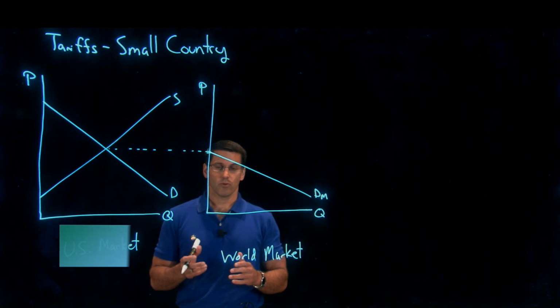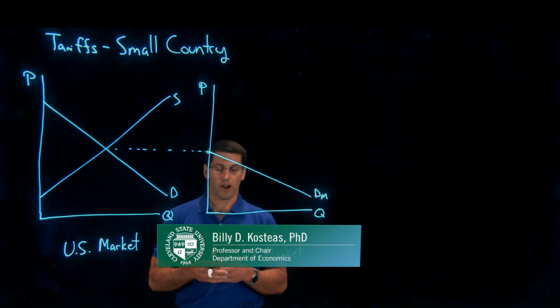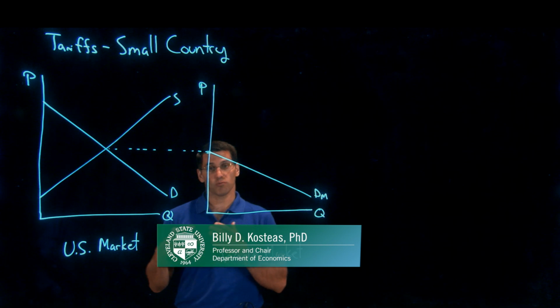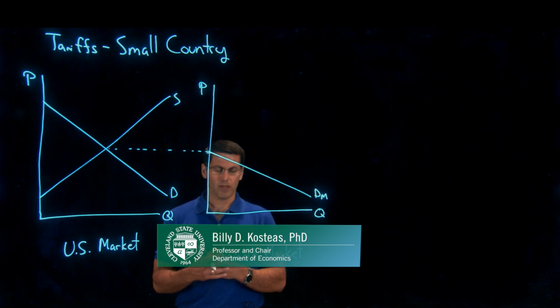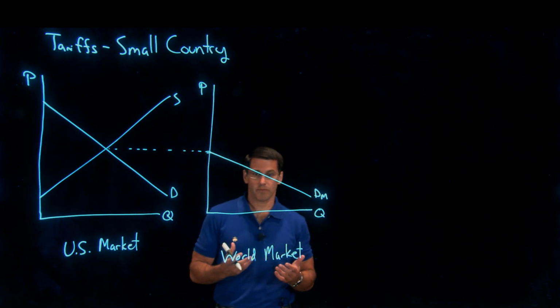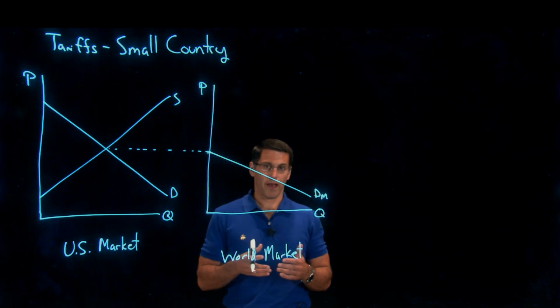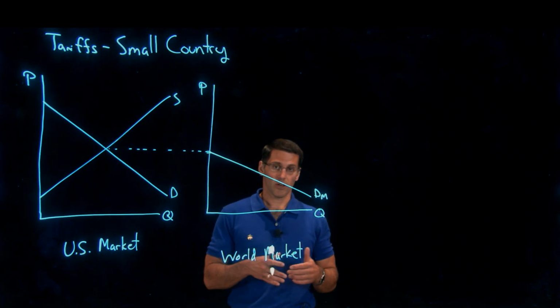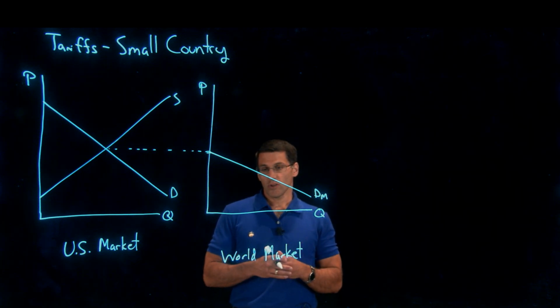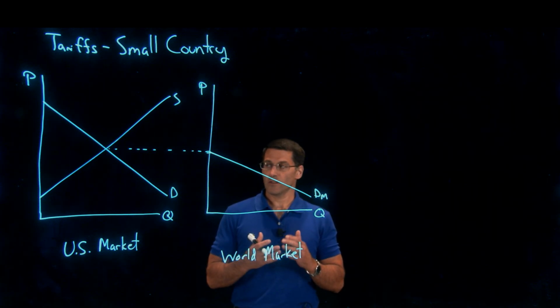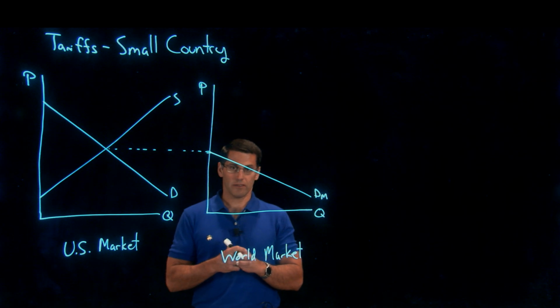In this video, we're going to analyze the effect of a tariff when imposed by a small country on domestic welfare. Now, what do we mean by a small country? A small country is, by definition, one that does not impact the world price of the good. Right? So what does that mean in terms of our supply and demand analysis?